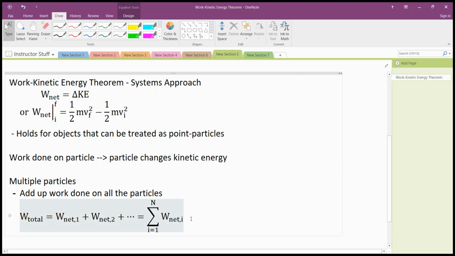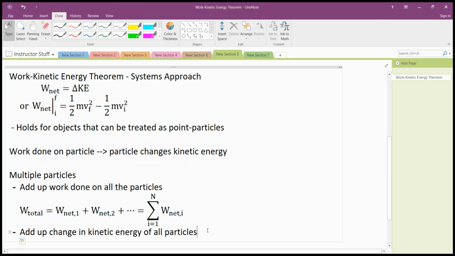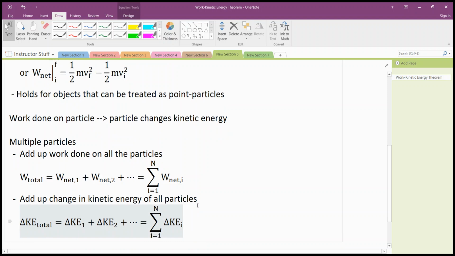Once you've added up all the work done on all the particles, you add up all the kinetic energy changes of all the particles. In math terms, it looks as follows. We add up the change in kinetic energy of object 1, the change in kinetic energy of object 2, then the change in kinetic energy of object 3, all the way up to object number n. That is the total change in kinetic energy of all our particles. It's just the sum of the individual changes in kinetic energy of each individual particle.